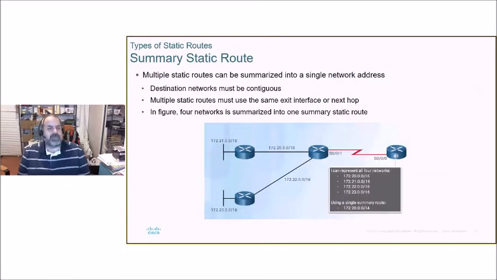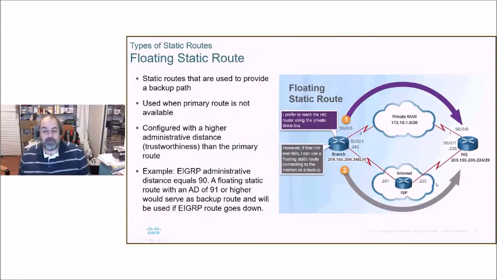So you can also do summary static routes, where multiple static routes can be summarized into a single network address. Destination networks, of course, need to be contiguous. They need to be a series of related addresses. Multiple static routes must use the same exit interface or next hop, so they're in the same direction. In the figure, it shows that you could summarize these 4 networks as just this one summary route, and that would explain all of them. So instead of it being 4 /16s, you could have 1 /14 route. A smaller routing table means quicker lookups, of course.